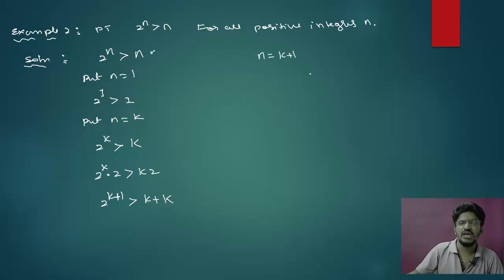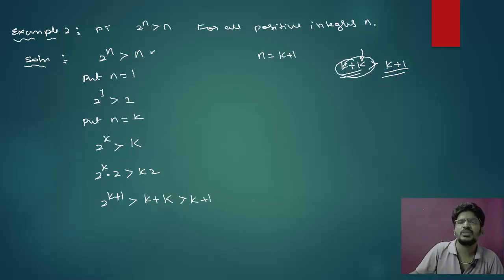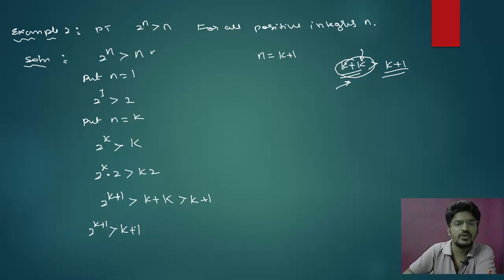Therefore, you can just see k plus k is always going to be greater than k plus 1, because here you have k, which is always greater than 1. Okay. So k plus k is always going to be greater than k plus 1. Why? Because it is k plus k. Getting my point? So therefore, I can write 2 to the power of k plus 1 is greater than k plus 1.